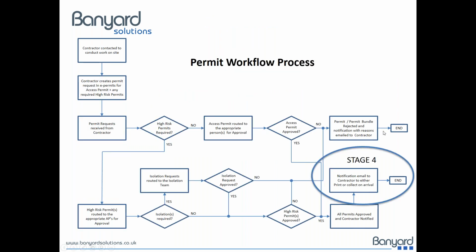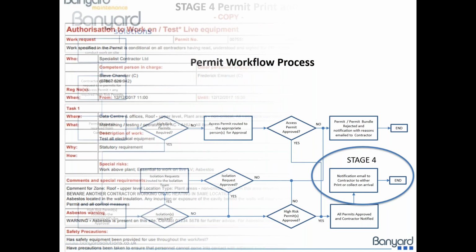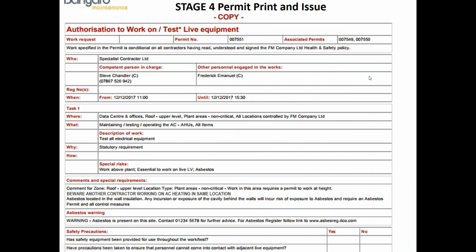When we come to the next stage, which is stage 4, here we're talking about a notification to the contractor to either print or collect a permit on arrival. And when a permit is printed, this is just on our standard template as an example, but this could be exactly the same as your own permit templates. The relevant information is populated from the permit system. So it gives you the permit number and any associated permits.